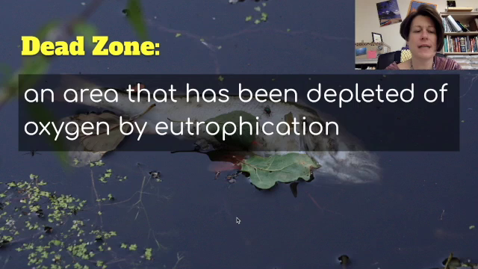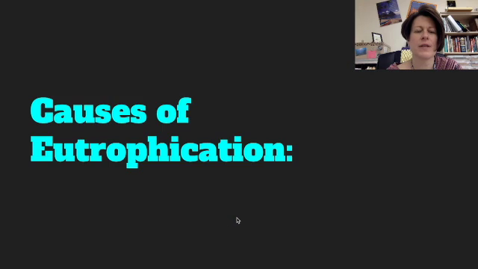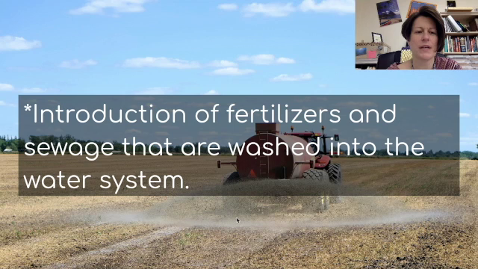This can cause a dead zone, an area that has been depleted of oxygen by eutrophication, and that could kill fish and other wildlife and plants that are in the water system, whether it be a pond, a lake, a stream, whatever it is. So some causes of eutrophication.